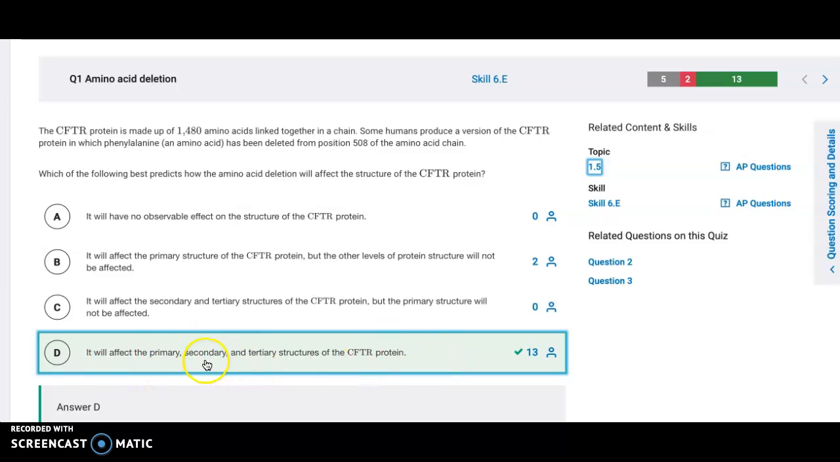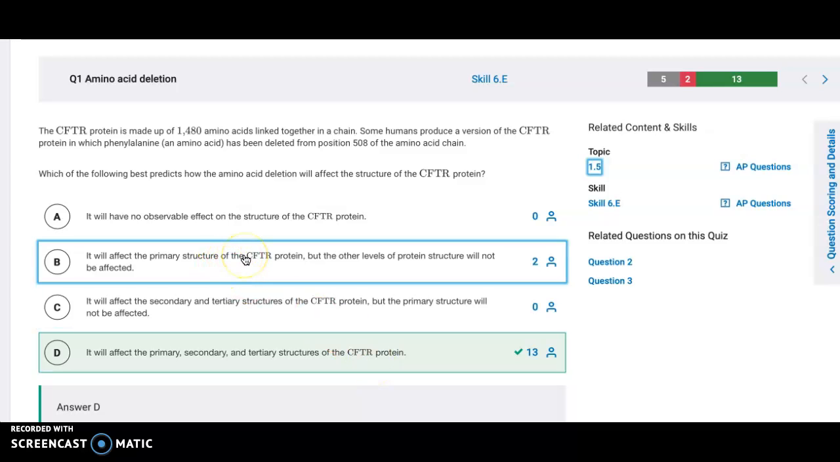So if you change the number of amino acids you have, you take one away, it's going to change the way the whole protein is put together. So it definitely changes the primary structure. The primary structure determines the secondary and tertiary structure. So D is the correct answer.